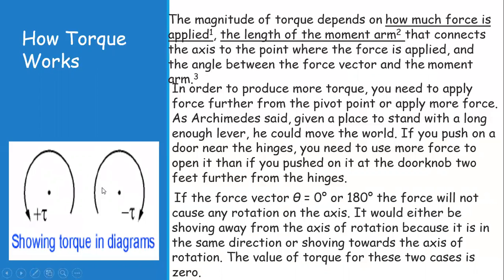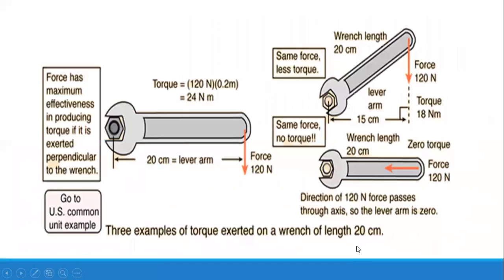So the torque is the turning effect of the force. Turning may be, you can see, this is a clockwise rotation and this is an anti-clockwise rotation. For the clockwise rotation, the torque must be taken with the negative sign, and for the anti-clockwise rotation, the torque must be taken with the positive sign.